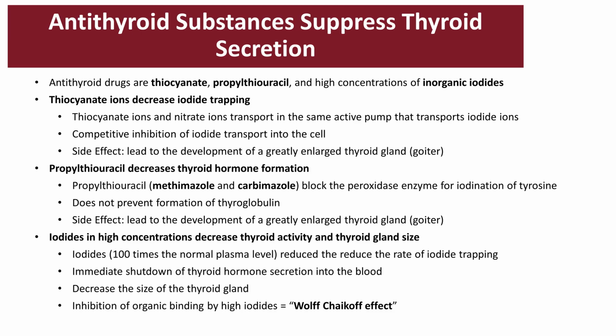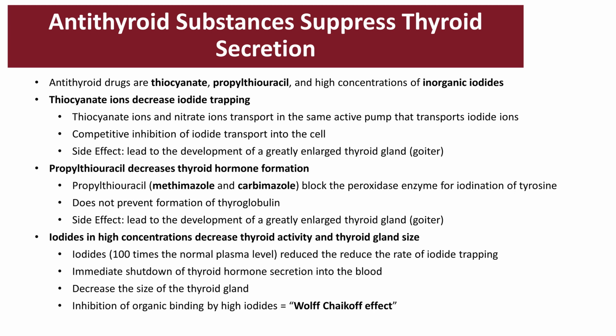In the next slide, we'll talk about some of the pharmaceuticals and chemicals that could change the way the thyroid activity works. Anti-thyroid drugs include the following that are most popular: the thiocyanate, propylthiouracil, PTU, and high concentrations of inorganic iodides. Thiocyanate ions decrease iodide trapping. The same active pump that transports the iodide ions into the thyroid cells can also pump the thiocyanate ions. It also can move some of the other ions like perchlorate ions and nitrate ions.